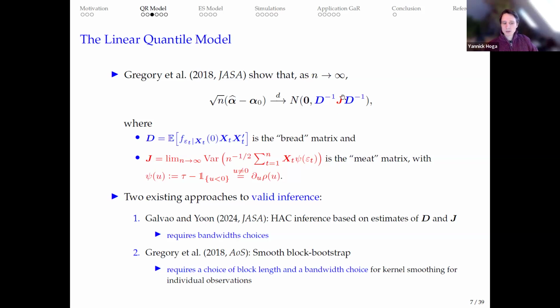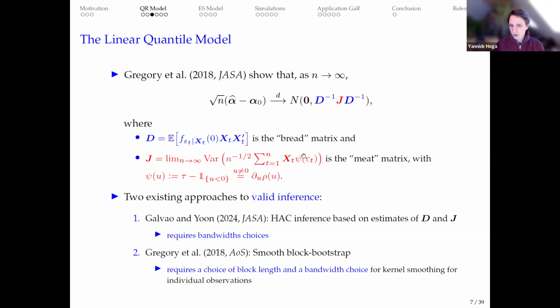Now, what makes problems in a time series context is this J matrix here, because this J matrix is the long-run variance. It's the variance of this term here, where if xt and the errors are time series, so there's serial correlation in them, that gives you all the cross terms in the long run variance. And that makes it very, very hard to estimate.